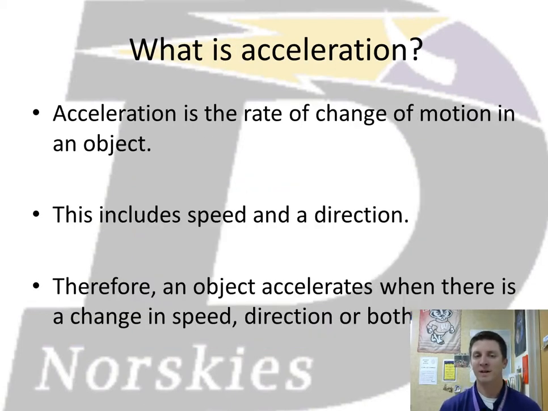So how do we identify acceleration? We have to understand its definition first. Acceleration is the rate of change of motion in an object. This includes speed and direction. To put it in simple terms, an object is going to accelerate when it's changing speed, when it's changing direction, or both at the same time. If it's speeding up or slowing down, it is accelerating. If it's turning or moving in a different direction, it is accelerating. If it's doing both at the same time, it's accelerating.